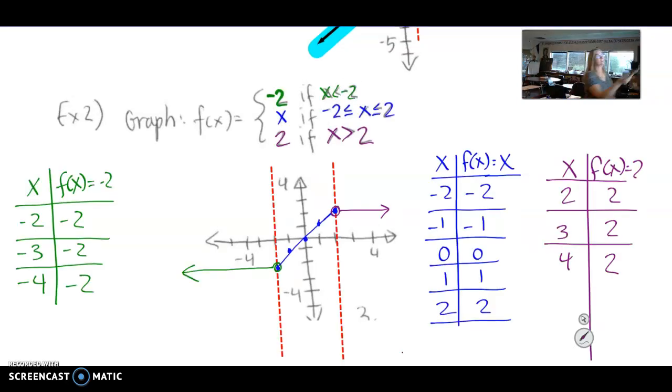Okay, so the green graph is the graph of f of x equals -2, which is a horizontal line. The blue graph in the middle is when x is between -2 and 2 and it's equal to the value of x, and then the purple graph is x equals +2.